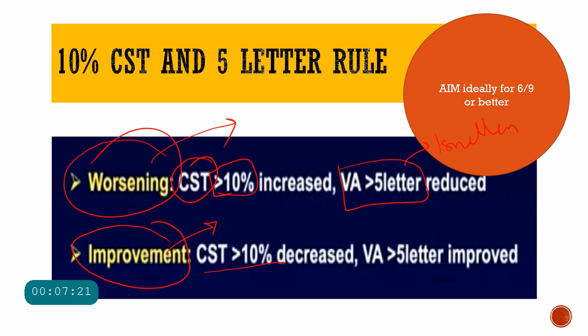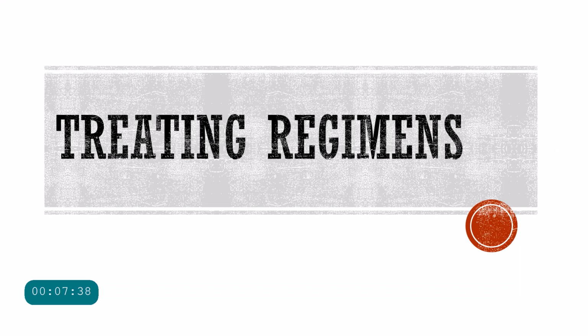Obviously, the aim is to get a better visual acuity. We have to get about 6/9 or better. However, treatment is often stopped when the patient reaches stability. Stability means that the patient's central subfield thickness and best corrected visual acuity are not changing in 2 consecutive follow-ups.